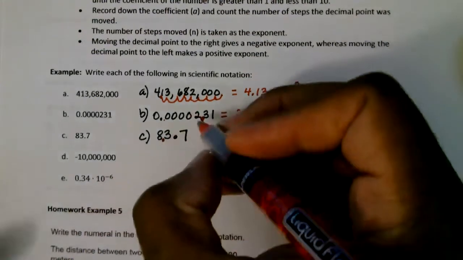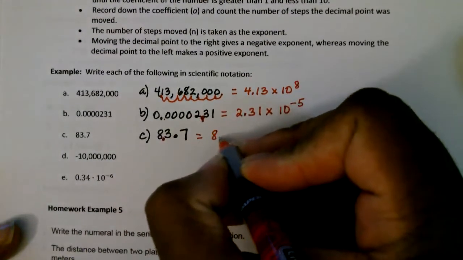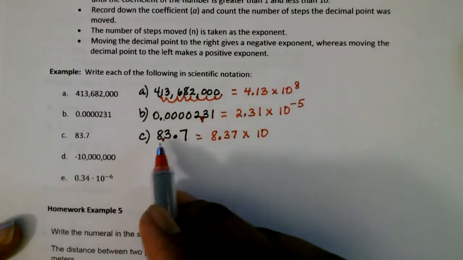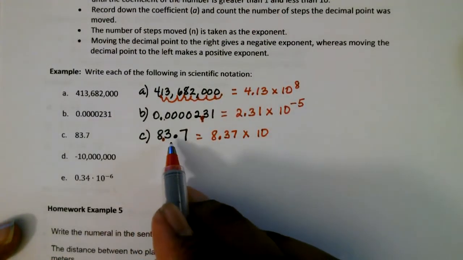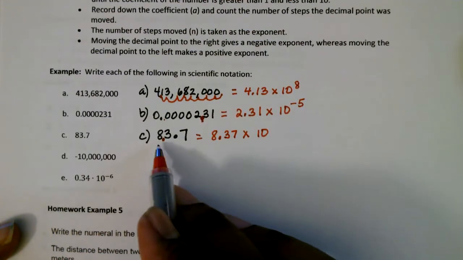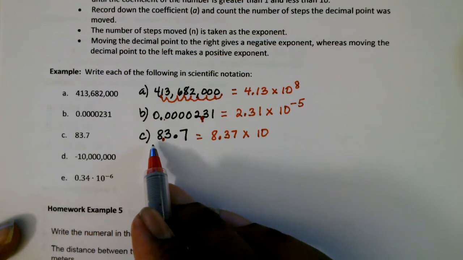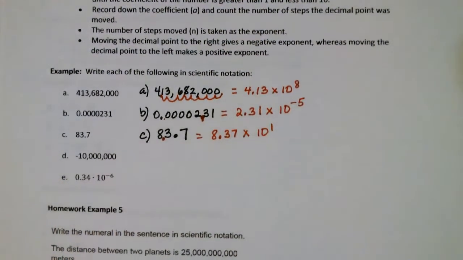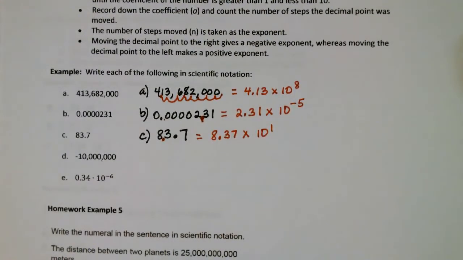So that means I'm going to have 8.37 times 10. Now, from this decimal point to this decimal point, how many moves did we make? Only 1. And it was 1 place to the left, so that power of 10, that exponent for 10 will have to be positive. So in scientific notation, it will be 8.37 times 10 to the first power.